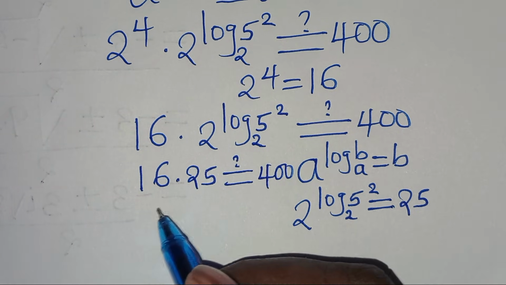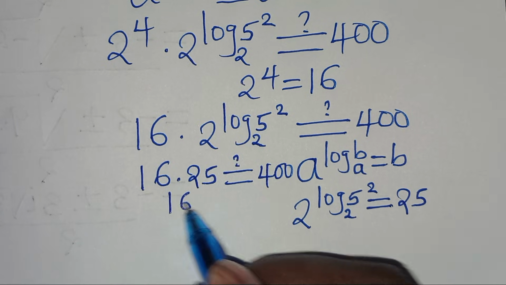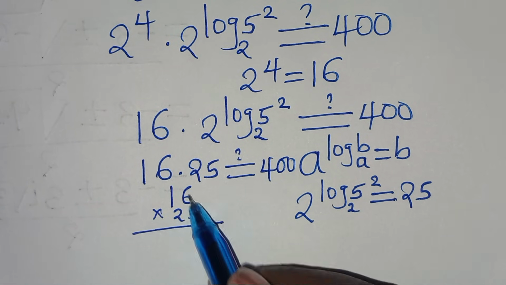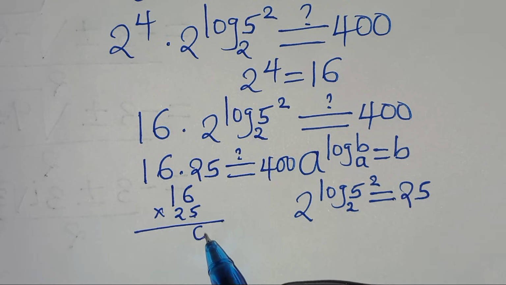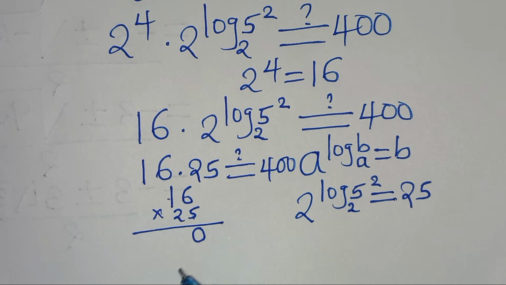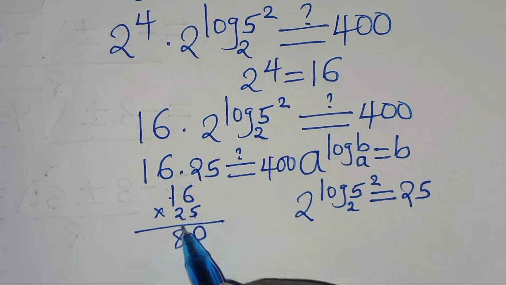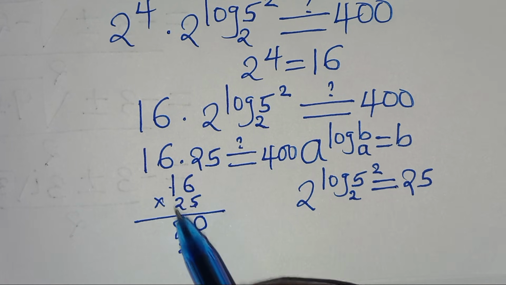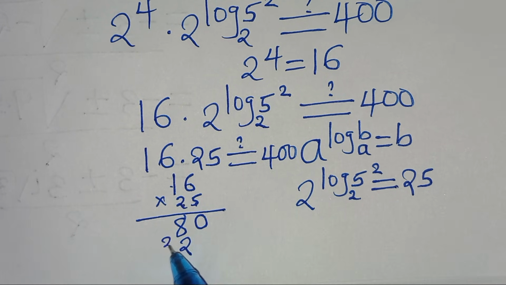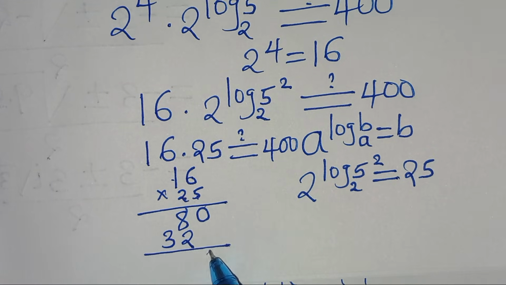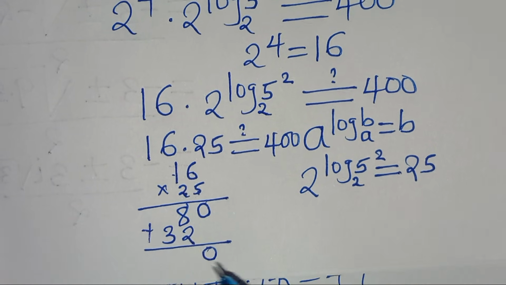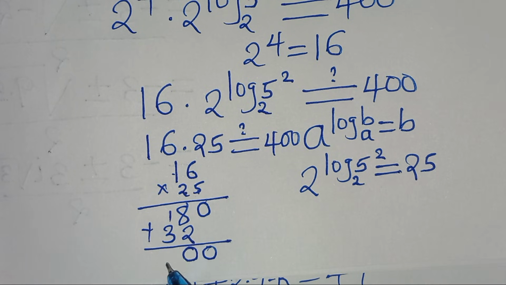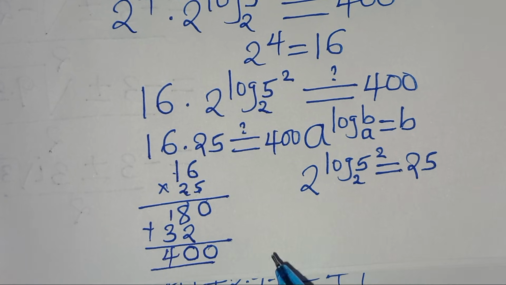So we have 16 times 25. 6 times 5 is 30. 0 carry 3. 1 times 5 is 5 plus 3, this is 8. Then 6 times 2 is 12. Carry 1. 1 times 2 is 2 plus 1, this is 3. So we have here 0. Let's sum here. 8 plus 2 is 10. 0 carry 1 here. 1 plus 3. This is 400.